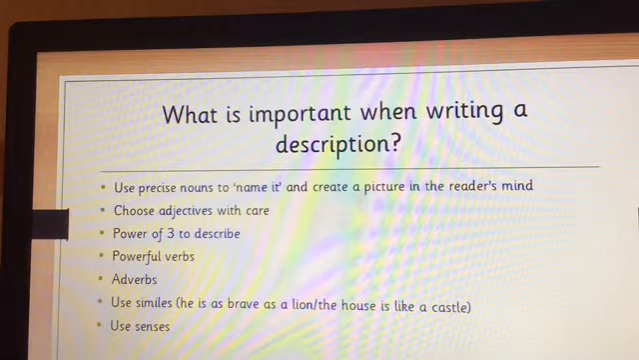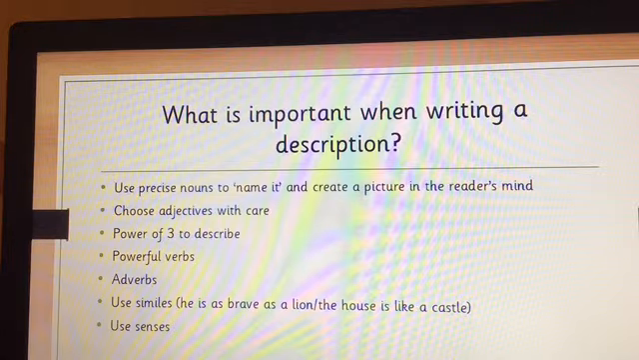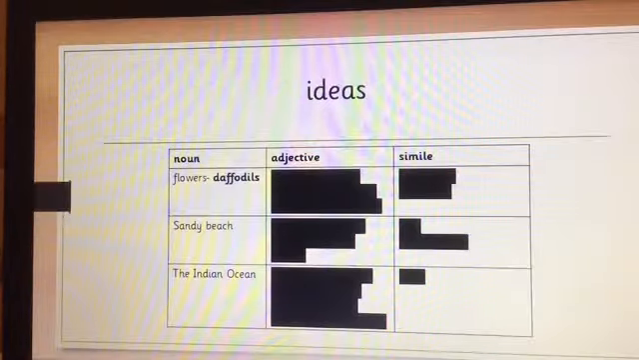We're going to use powerful verbs. We're going to try and use adverbs, and we're going to use similes. Just remember, a simile is where you compare one thing to another. So, for example, you might say, he is as brave as a lion, or the house is like a castle. And the idea is to make the description stronger. We're going to try and use all of our senses as well to help us. Before we write our description, it's really important to think about some ideas that we could use.